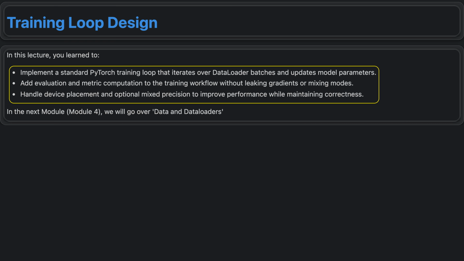In this lecture, you learn to implement a standard PyTorch training loop that iterates over DataLoader batches and updates model parameters. Add evaluation and metric computation to the training workflow without leaking gradients or mixing modes. And handle device placement and optional mixed precision to improve performance while maintaining correctness.